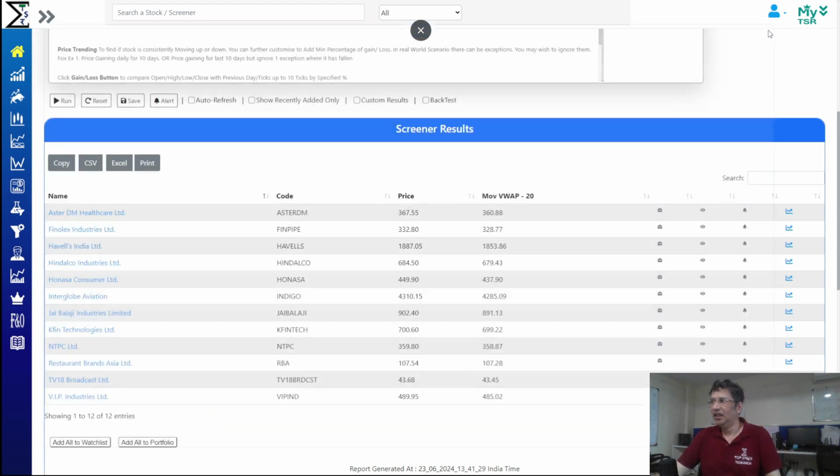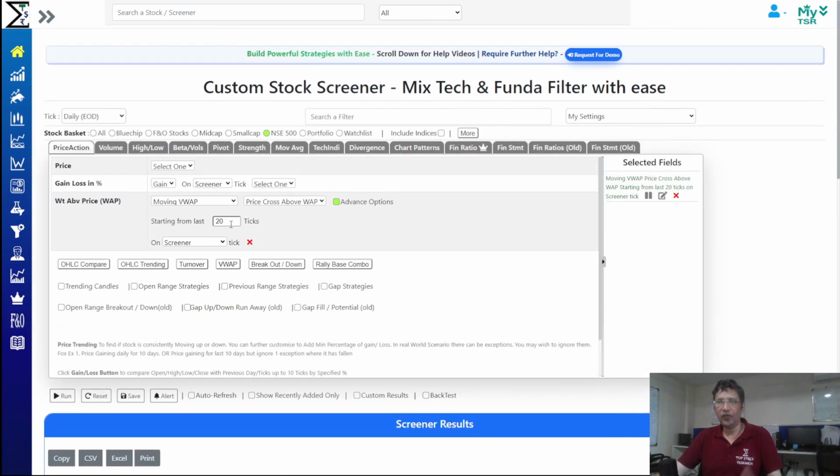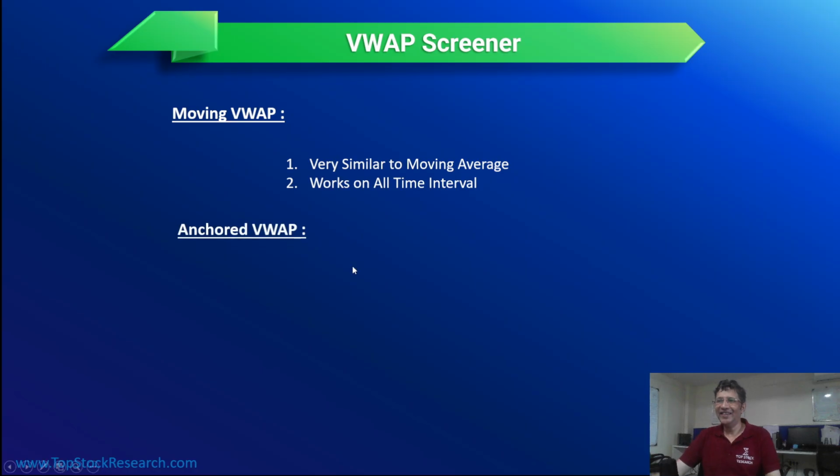You can set any period of your choice. Preferably, you'll prefer a period from where a certain event has happened, or otherwise also you can set any other period. Right. The next one is anchored VWAP.